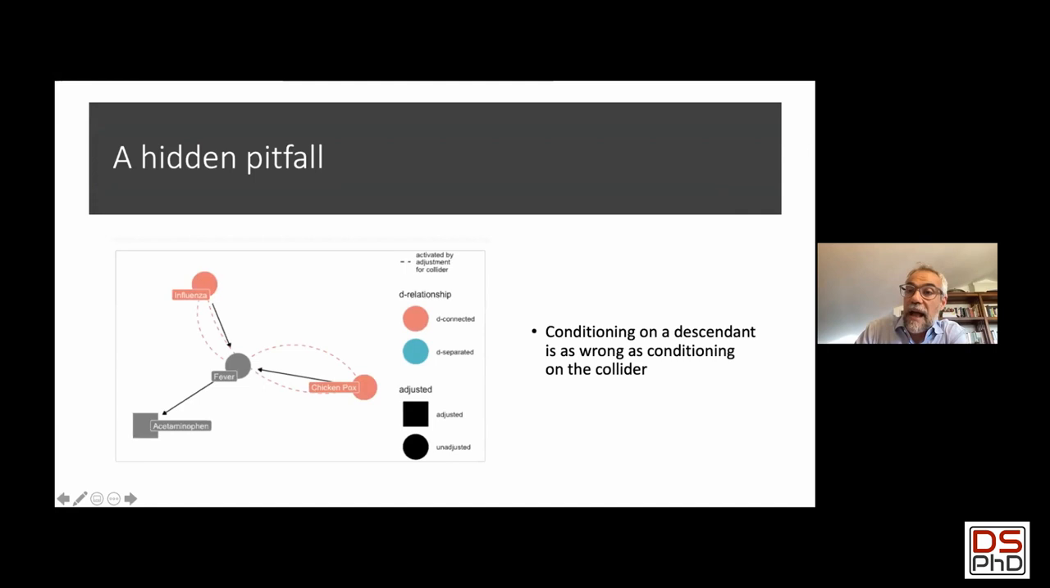A hidden pitfall in this is that conditioning on a descendant of the collider is as wrong as conditioning on the collider. Here I used the influenza and chickenpox example, but I think it is easier to understand by speaking about Hollywood actors. Imagine in the graph that I pose here, substitute fever with being a Hollywood star, and substitute acetaminophen, the molecule that you produce when your temperature rises, with money, the amount of money that you get.